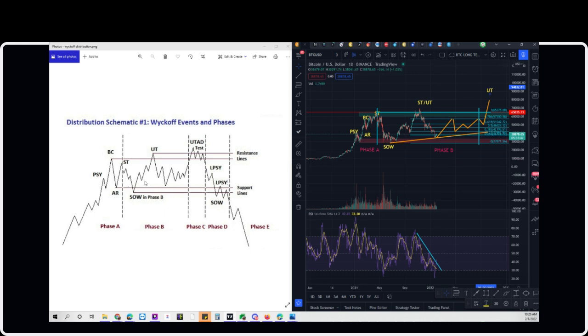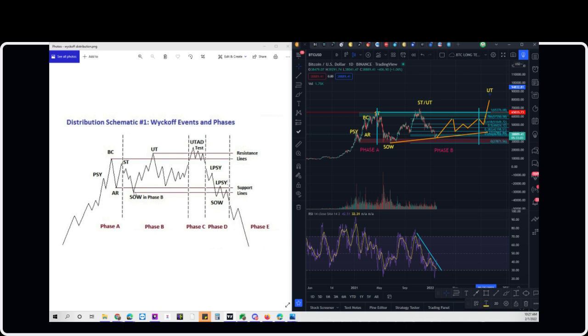You can kind of see it here. We got a lot of chop down here in the sign of weakness, SOW, sign of weakness. AR is automatic reaction. BC is buying climax. ST is supply test in this case for distribution. UT is an up thrust that's past the level of what's supposed to be resistance. And you can see here how you draw out the lines. And if you're new to charts, if you're intermediate to advanced, this stuff is fairly easy to draw out. You just draw it out as you see it, and it'll pretty much line up for itself.